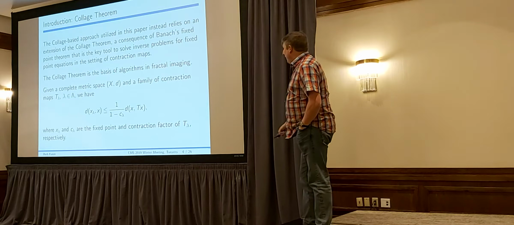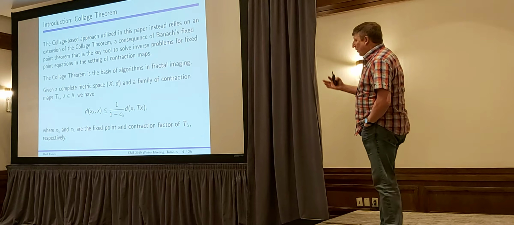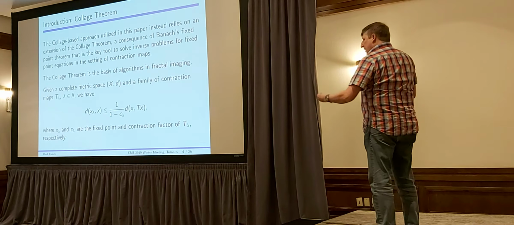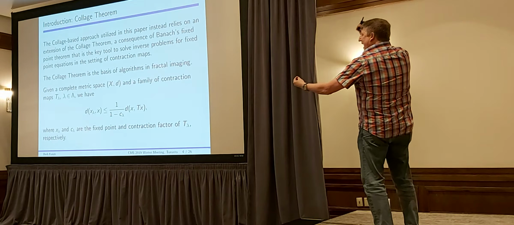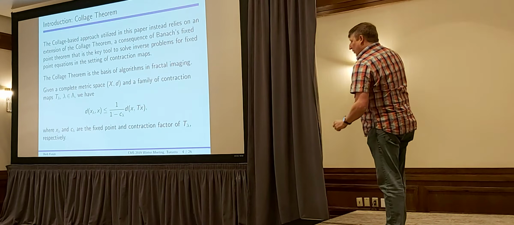So given a complete metric space X, metric D, and a family of contraction maps, I'm already inserting the notion of a family for a reason. I'll explain. T sub lambda. Lambda is a vector of parameters in parameter space big lambda. We have the following theorem. The distance on the quantity on the left, the distance between x lambda and x, you can think of as the approximation error in approximating some given target x by the fixed point x lambda of the contraction map T lambda. So we're doing a fixed point approximation on the left hand side, trying to make that as small as possible. That's the goal, make the approximation error as small as possible.